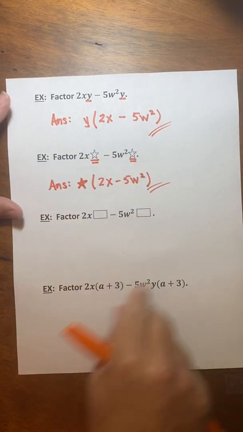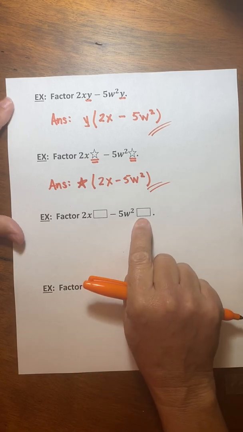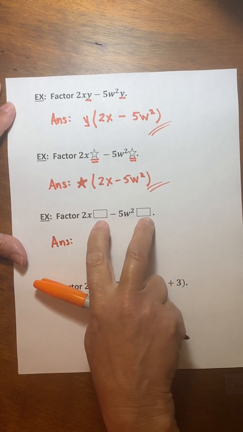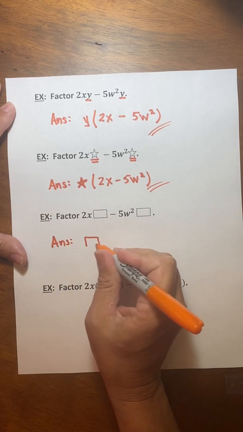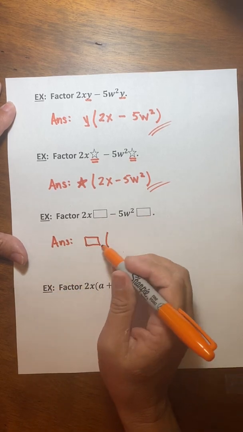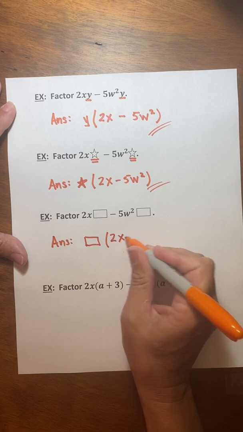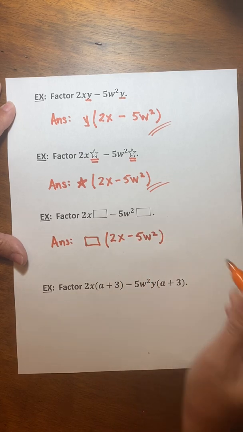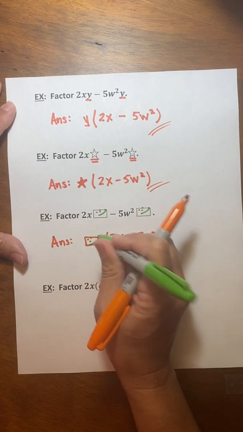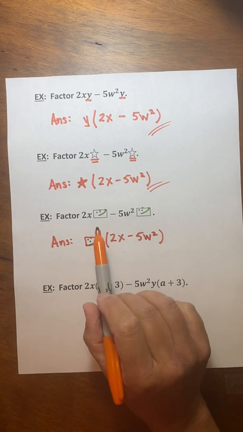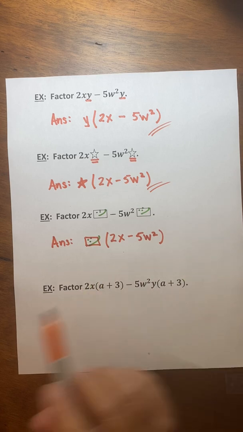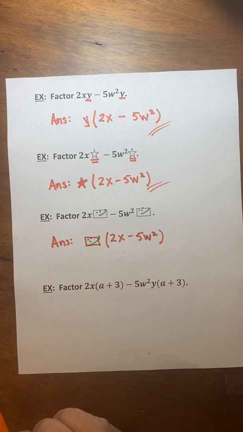All right, so I said it can be 2x times anything minus 5w squared times the same thing. If it's the same thing, we can pull it out front, as long as it's the same. If I had a square here and a triangle here, I wouldn't be able to pull it out. But here I could do square or rectangle times 2x minus 5w squared. And no matter what's in here, as long as what's in here is the same, then I would pull that out front. So if it was 2x times smiley face minus 5w squared times smiley face, I could pull the smiley face out, and it would be 2x minus 5w squared left in the parentheses.